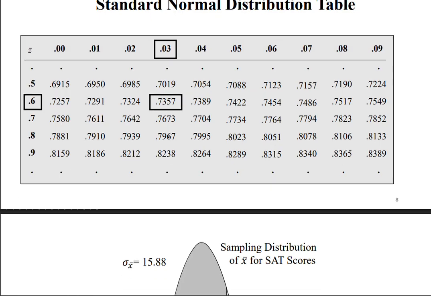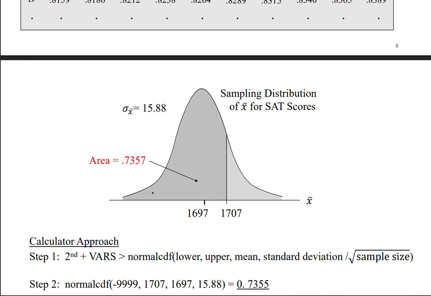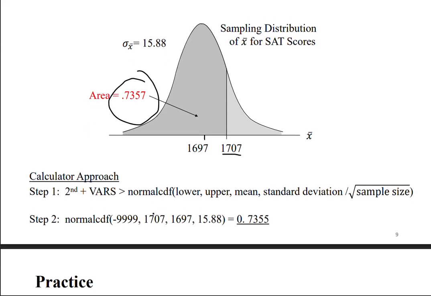So this is the cumulative probability, which means when we approximate the distribution as a normal distribution, this will be our cumulative probability that the SAT score average will be less than 1,707, which was the sample average given to us.